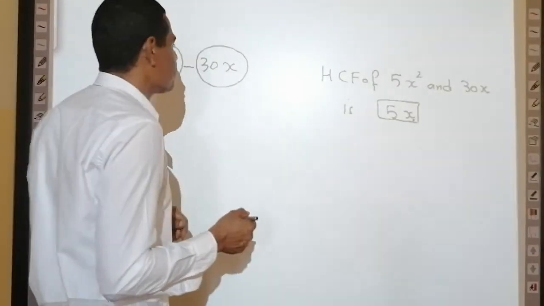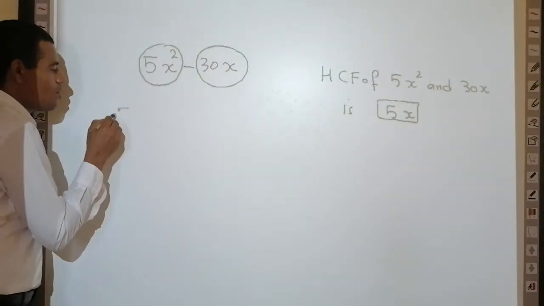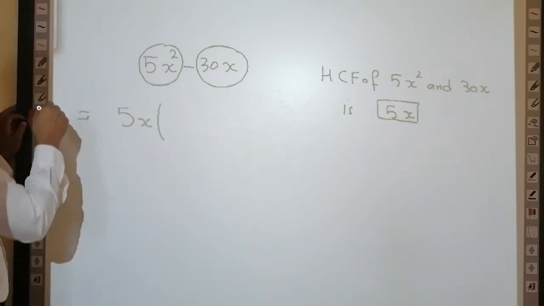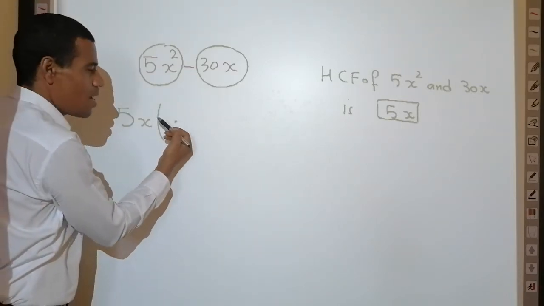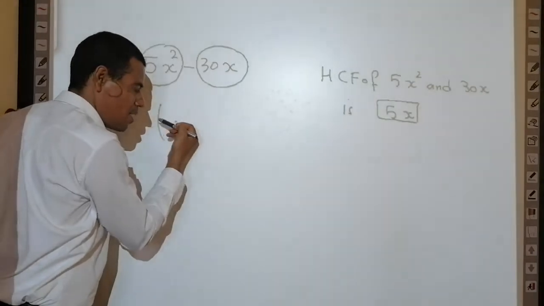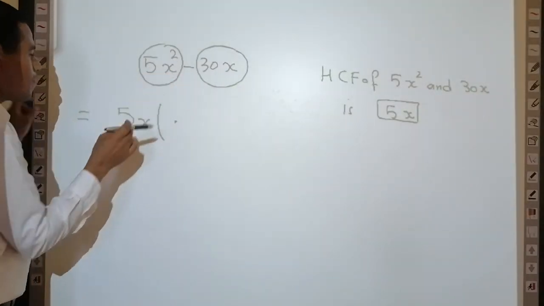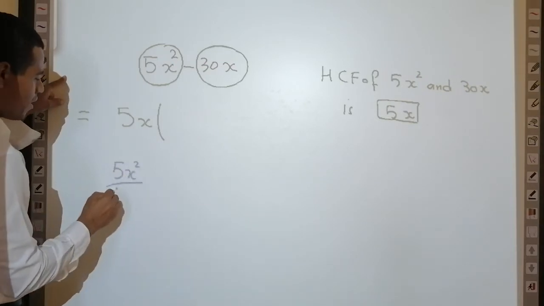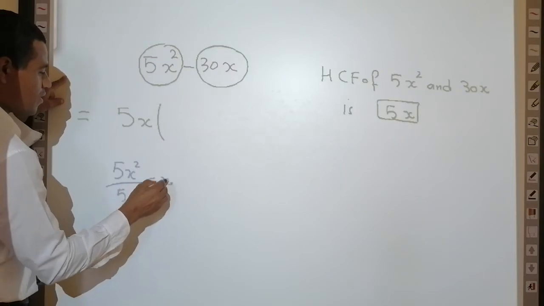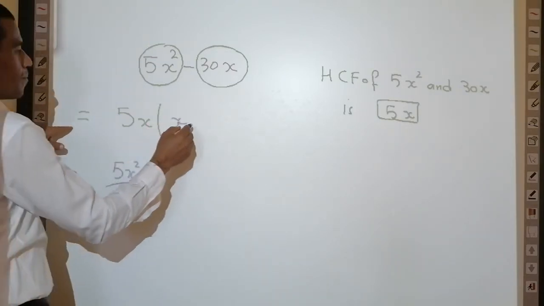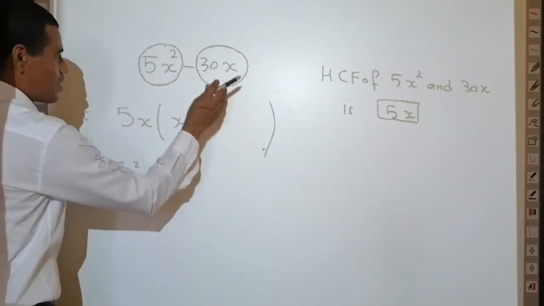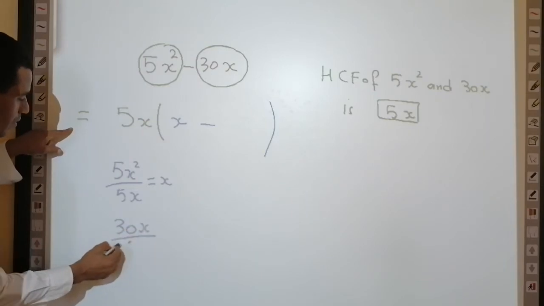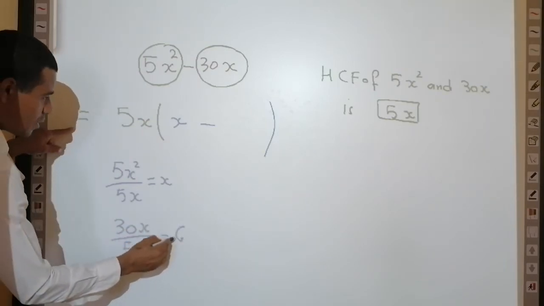Okay? So, I will just write the highest common factor outside. 5x multiplied by, this is equal to that. In order to find the first remainder that will be written inside the brackets, you should divide the first term by this. Means 5x squared divided by 5x gives x. Then minus, to find this one, my learners, just divide this by the common factor. 30x divided by 5x gives only 6.